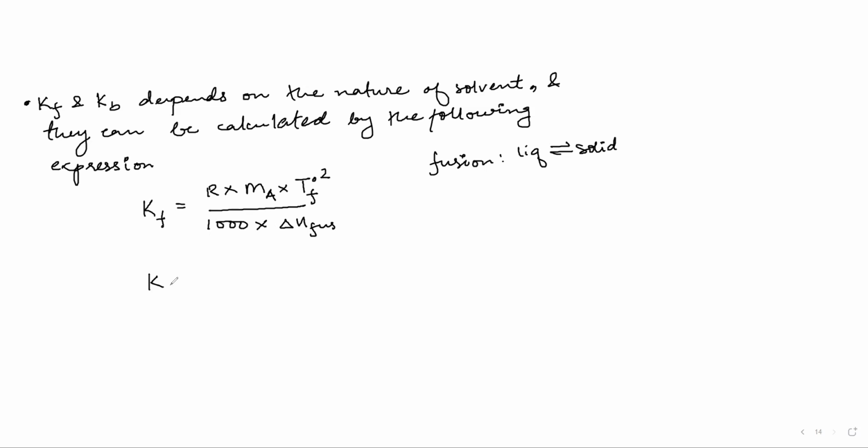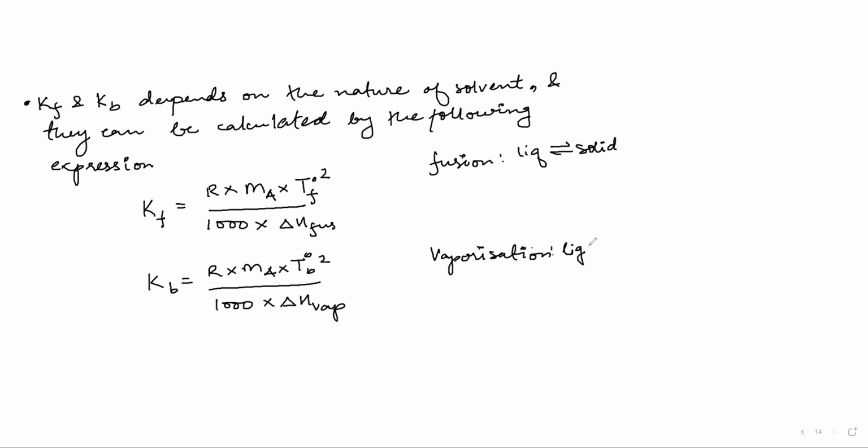And this Kb is equal to same thing, which is R into Ma into T naught b squared upon 1000 into delta H of vaporization. What is vaporization? Vaporization is when we have liquid which is in equilibrium with vapor. Just note this formula in your copy. I haven't seen any questions from this formula as of yet, but you never know.